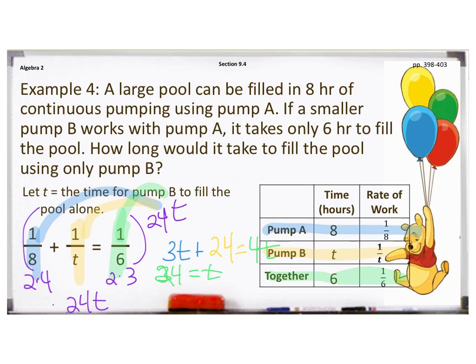So pump B, okay, hang on. Sorry, that is correct. T is 24, which means it takes 24 hours for pump B to empty the pool. So it is a smaller pump.